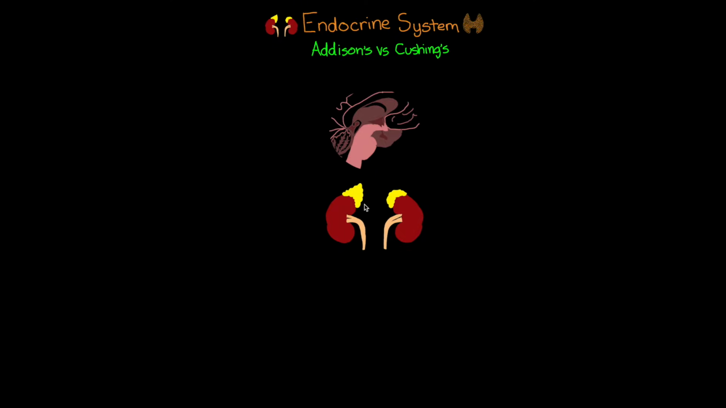Alright, you guys, welcome back to the second lesson in our series of lessons covering the endocrine system. And in this lesson, we're going to be covering the differences between Addison's and Cushing's. This is going to be the first dive into some of the disorders that we find within the endocrine system.